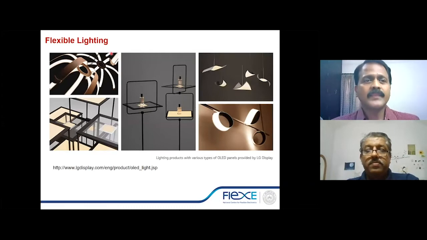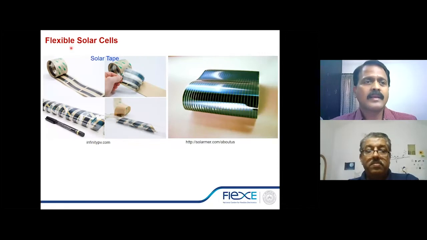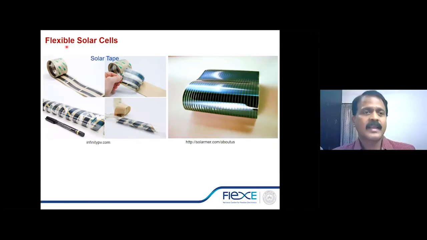Then we have flexible lighting. And what we see here are examples of these OLED-based panels, which are made by LG. And there are several other applications for these. Another area where flexible electronics has made its mark is in flexible solar cells. What we see here are these organic photovoltaic solar tapes, and organic photovoltaics are the third generation of PV technologies. So we see these kinds of tapes out here, and they can now wrap around different materials of different shapes. And that also enhances its ability to be used in different places.